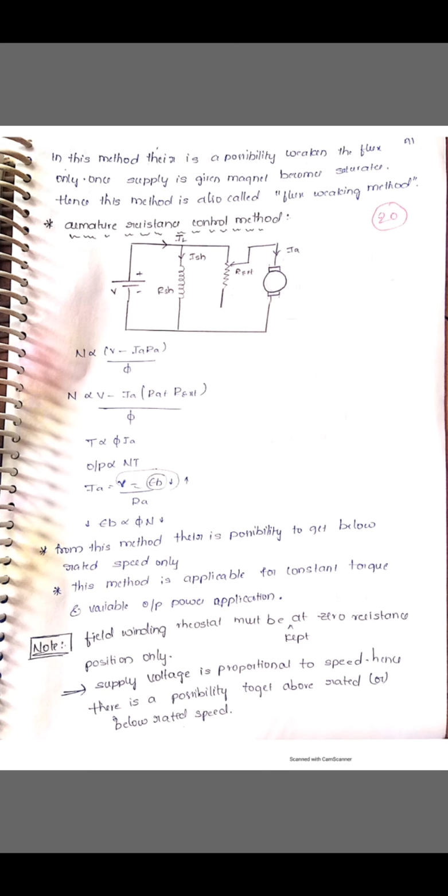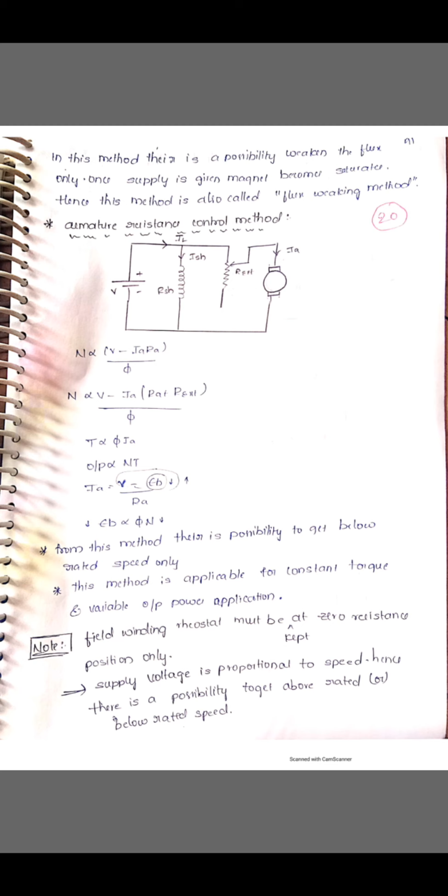Now speeds are decreasing here. So how is IA maintained constant? You know the expression for IA is equal to (V minus EB) by RA for a shunt motor or separately excited motor. RA here, the resistance, is increasing, which means the armature current decreases. Because of the increment of armature resistance, the armature current IA is decreasing.